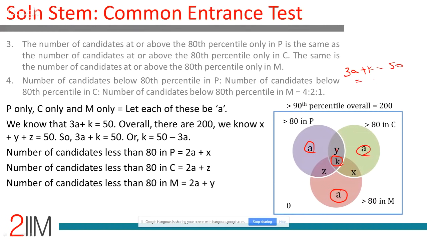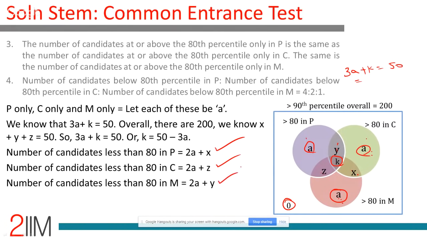It's a tricky part. Right? What is not in P below 80th percentile would be A plus X plus A. Thankfully, this is 0. A plus X plus A. Not in C is A plus Z plus A. Not in M is A plus Y plus A. Whereas below 80th percentile in P is 2A plus X. Below 80th percentile in C is 2A plus Z. Below 80th percentile in M is 2A plus Y.